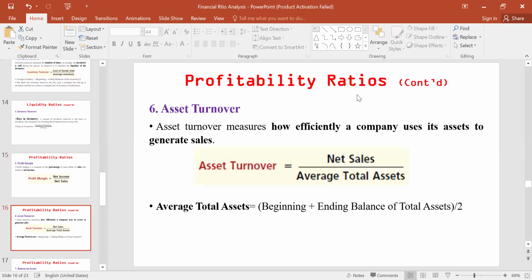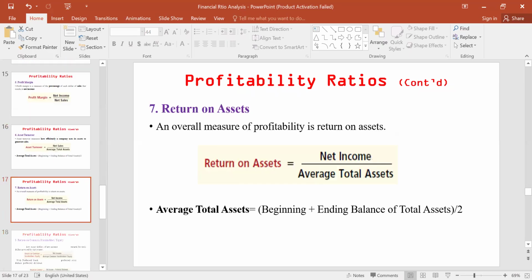Another tool and technique of profitability ratio analysis: asset turnover. Asset turnover measures how efficiently a company uses its assets to generate sales, generate revenue. The simple formula to find the asset turnover: net sales divided by average total assets. Average total assets is the beginning plus ending balance of total assets divided by 2. It is a very simple formula.